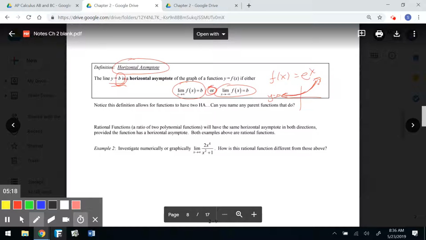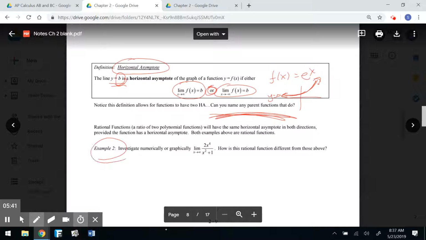Okay, and the question is, can you name parent functions that have horizontal asymptotes? Maybe one, maybe two. And your objective is to be familiar with these parent functions that you've learned in pre-calc and that were on our quiz earlier to start the year. We want to know what happens to these parent functions as we get really big or really small. Now we're going to investigate this in a little bit.